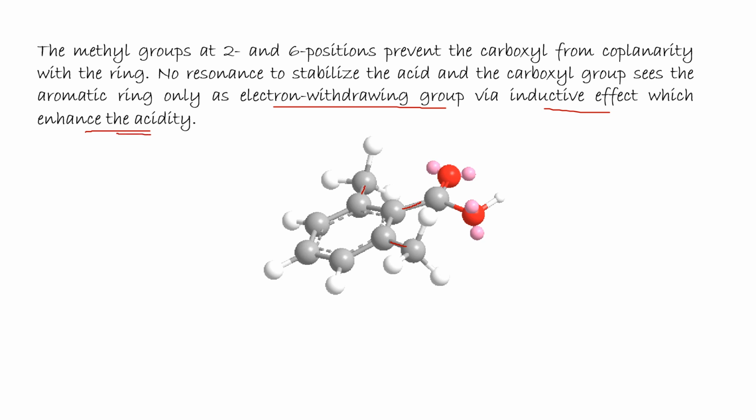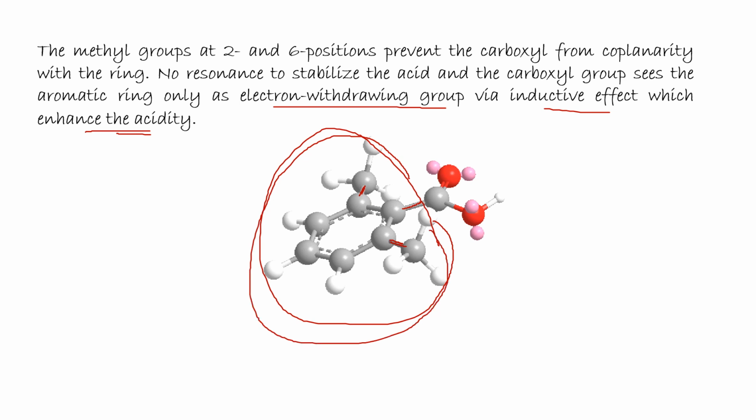One will say, okay, we have methyl and we have phenyl. On this substituent, apparently the slight electron donating effect of the methyl groups is overpowered by the strong electron withdrawing inductive effect of the benzene ring. So the carboxyl will see this whole group as an electron withdrawing group. See you next session.